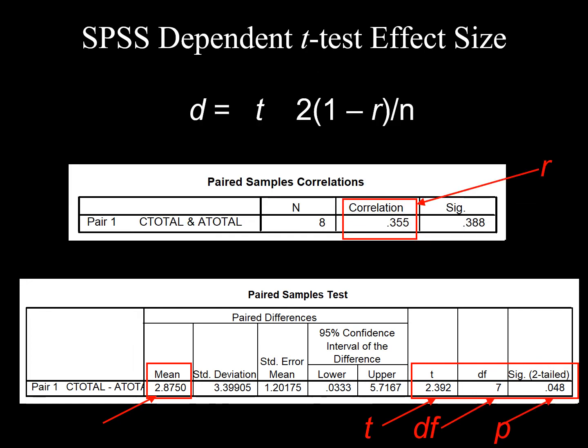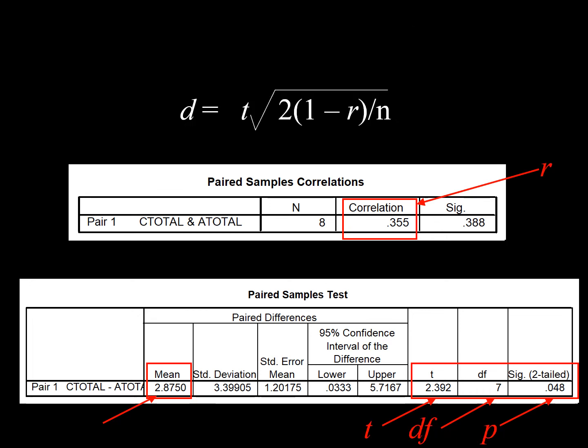Now, to calculate the actual effect size, it's still Cohen's d, but it's a different equation. What we're actually going to have to know is the correlation, the mean difference, and the t, the degrees of freedom, and p. So if you look at the equation here, we're going to run through how to use this equation. But notice we're actually using some of the values that we need from that SPSS readout.